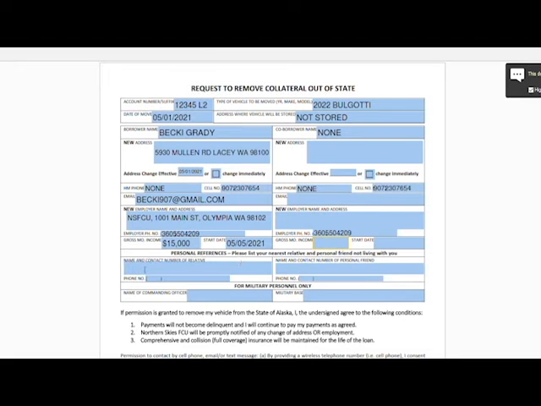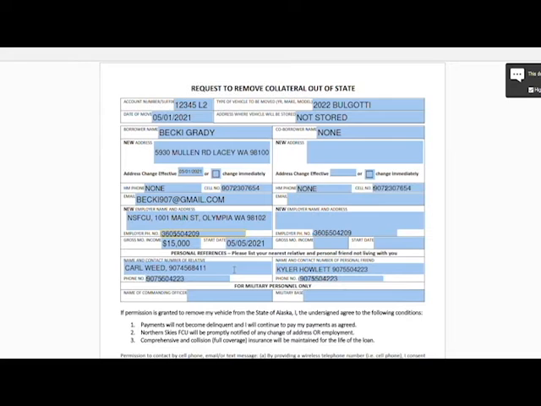Name of a personal reference. Name and contact phone number of a relative that does not live with you. I'll put my dad. All right. Name and contact number of a personal friend that does not live with you. I'm going to say Tyler. All right. Oh, I guess there's a spot for the phone number. Let's do that. We're not going to copy that.